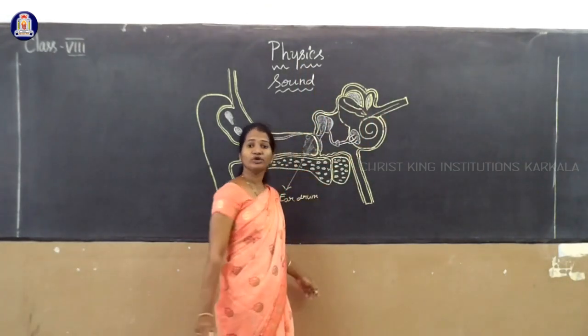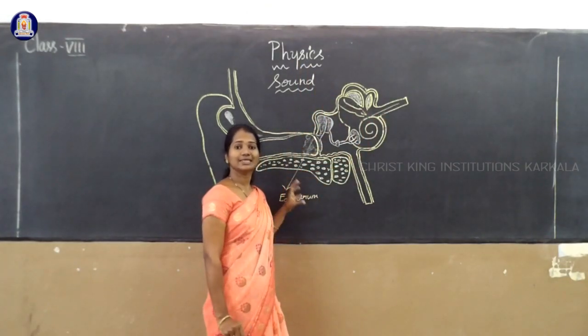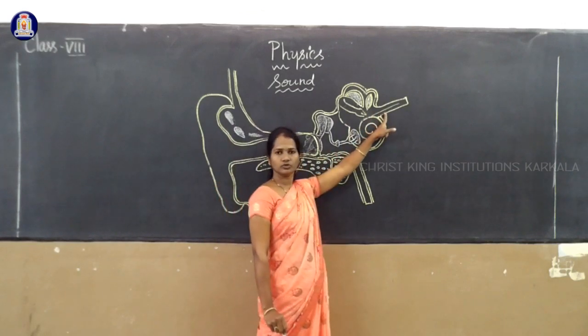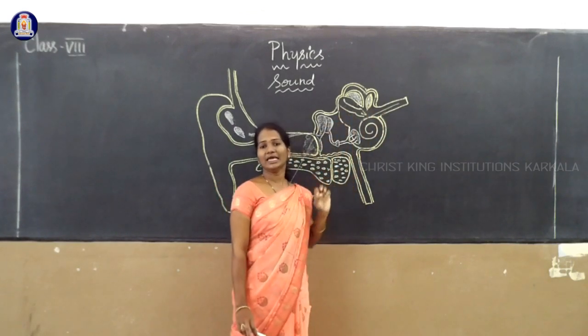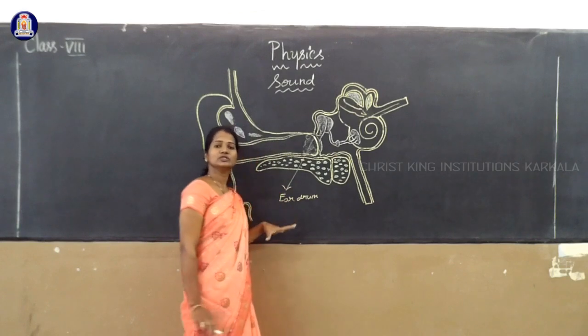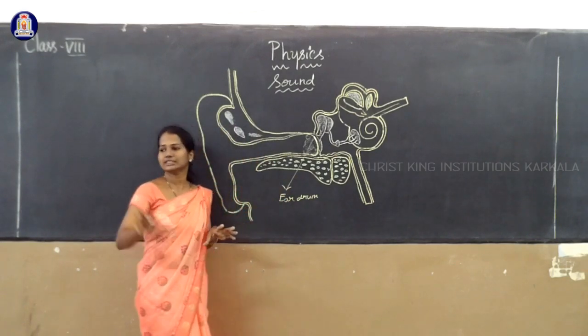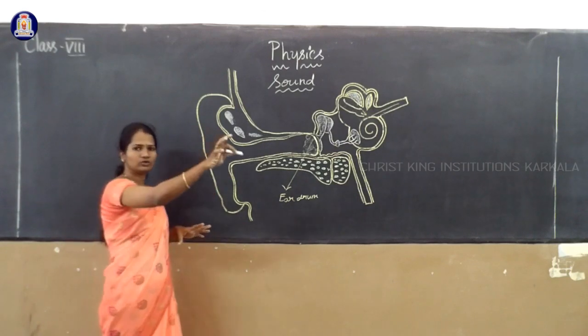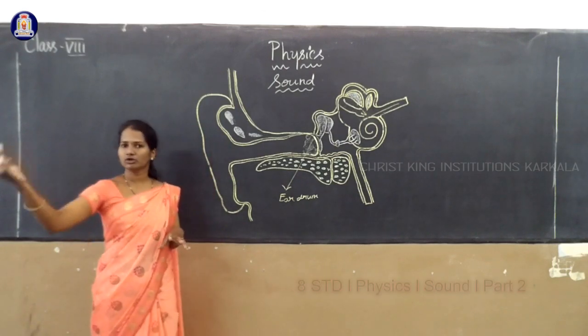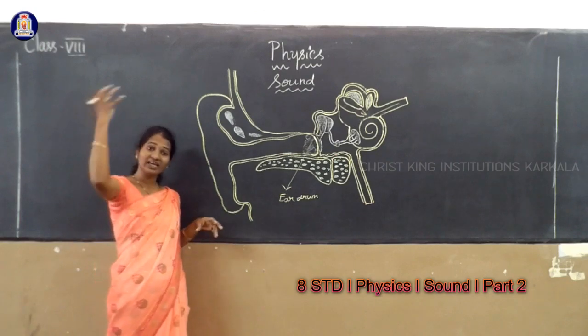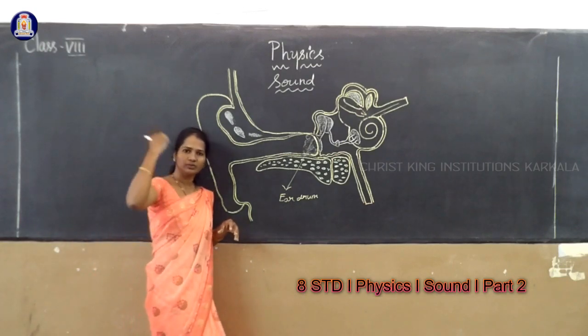It is called the auditory nerve. It is sent to the brain through the nerve. So finally, the brain interprets that sound and gives the message. This is the sound of a boy, this is the sound of a girl, or this is the voice of your social teacher or your English teacher. So the final result we get from the brain.